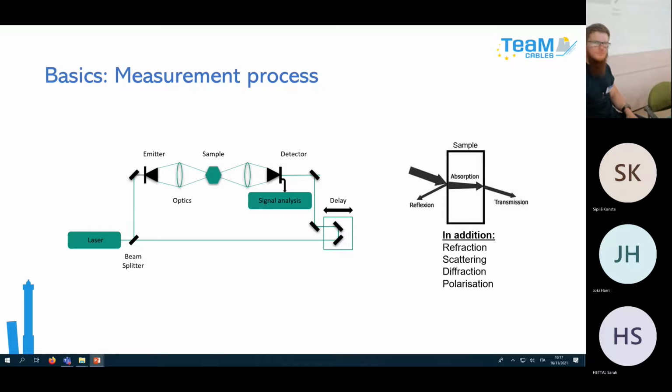Now, the processes we are looking at here are mainly reflection, absorption, and transmission. Of course, each and every sample absorbs more or less of the terahertz waves that are shone upon it, and depending on that, you get reflection or more or less transmission. Additional effects, of course, that are taking place here are refraction, scattering, diffraction, and polarization, but we are focusing on reflection, transmission, and absorption.